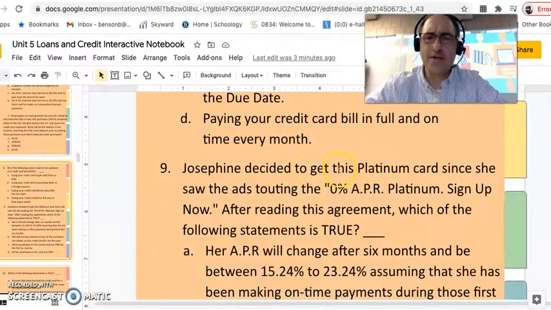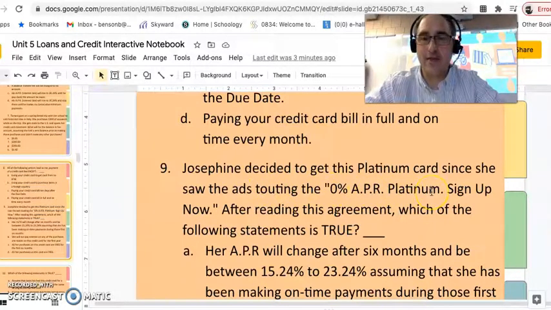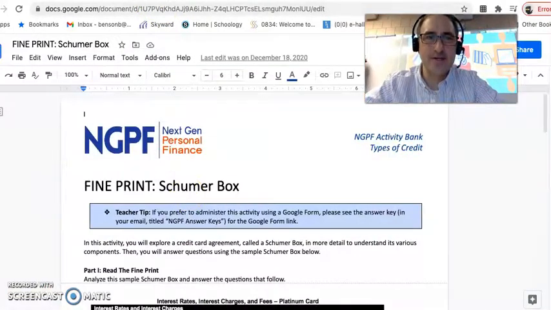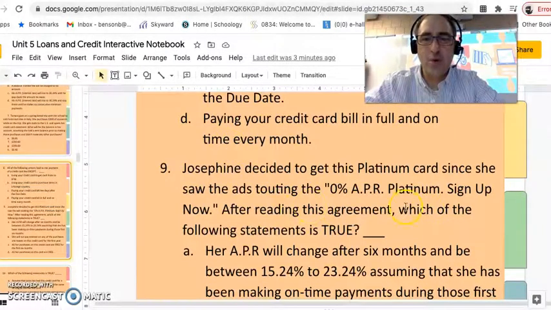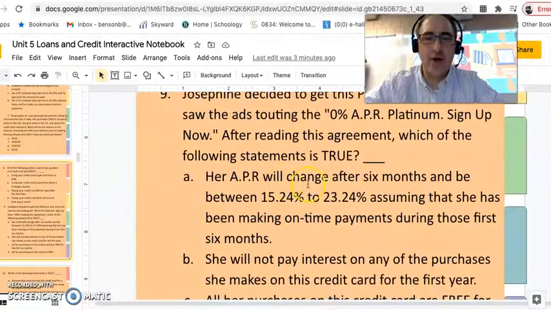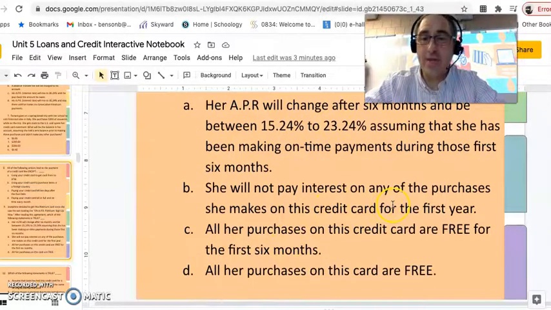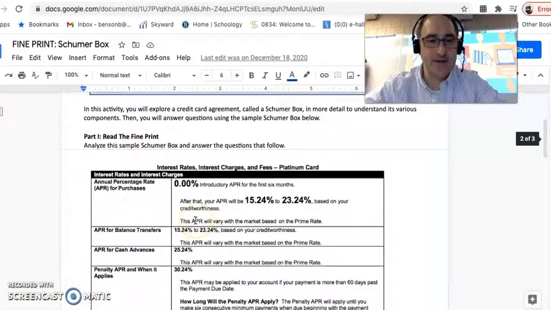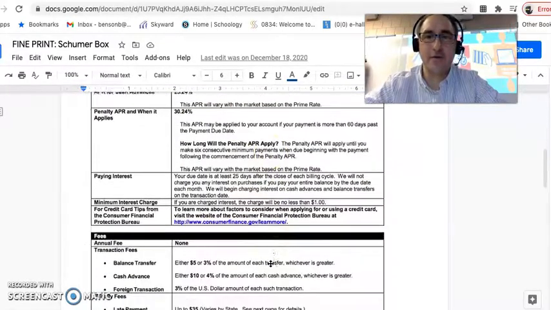Number 9, Josephine decided to get this platinum card since she saw the ad touting 0 APR platinum. Sign up now. After reading this agreement, which of the following statements is true? Her APR will change after 6 months, between 15 and 23%. She will not pay interest on any of her purchases that she makes for the first year. All her purchases on this card are free after 6 months, or all her purchases are free. Again, we need to read carefully before we get into credit card trouble.